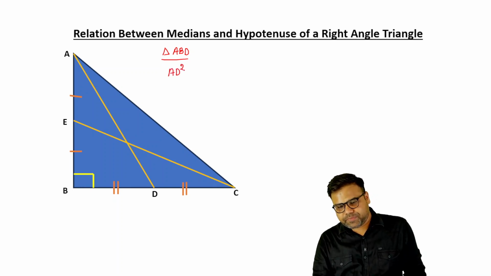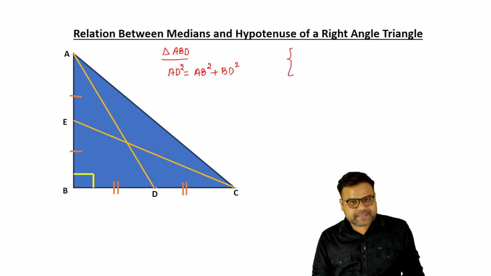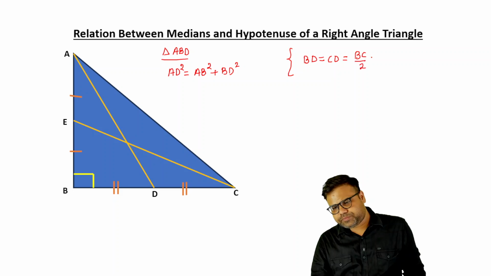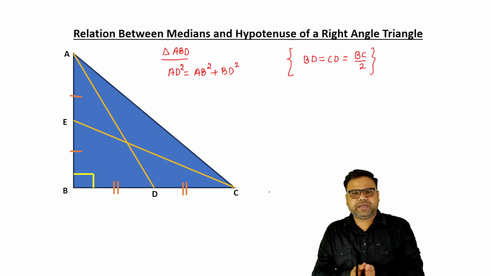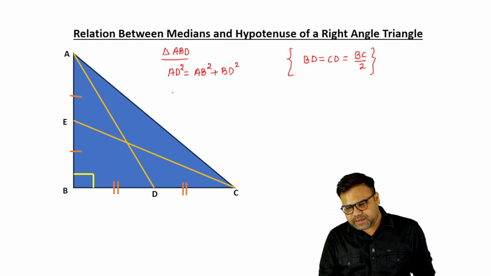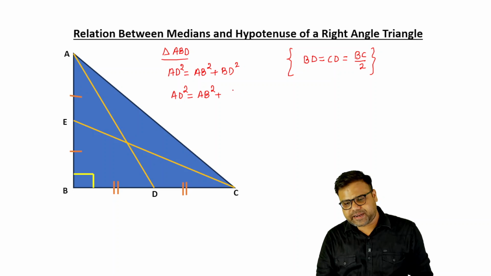So AD square is equal to AB square plus BD square. Since AD is the median, D is the midpoint, so I can write BD is equal to CD is equal to BC upon 2. BD and CD will be equal in length and it will be half of BC. So I will write AD square, AB square, but I will change BD. I will write BD in terms of BC. I can write BD as BC upon 2.